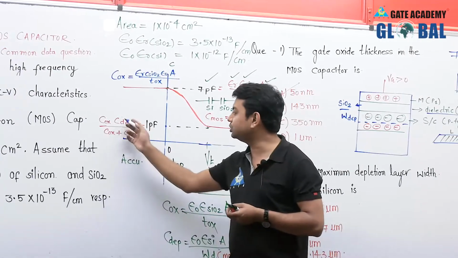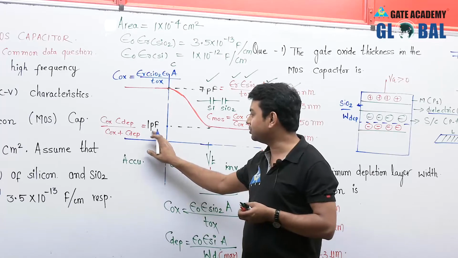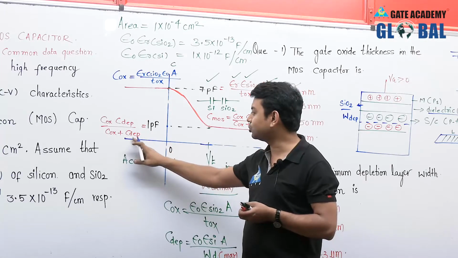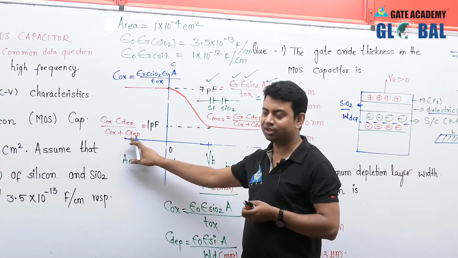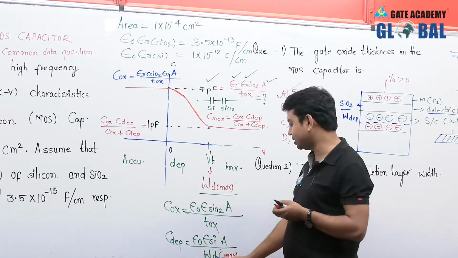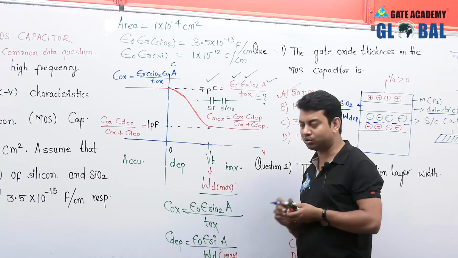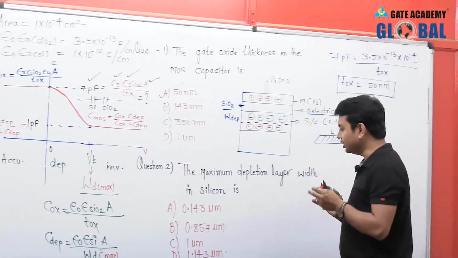So we can use these two capacitances, the equivalent value, writing this value 1 picofarad, and find out what is C depletion. First, if we have the value of C depletion, then we can find out the width of the depletion region by using this formula. So we can use one by one.